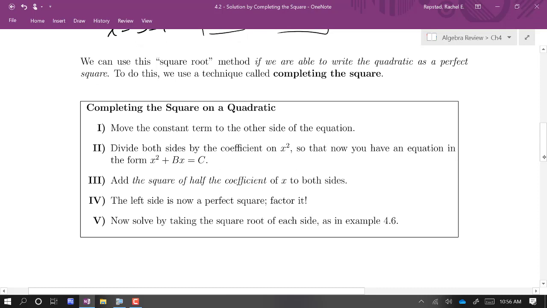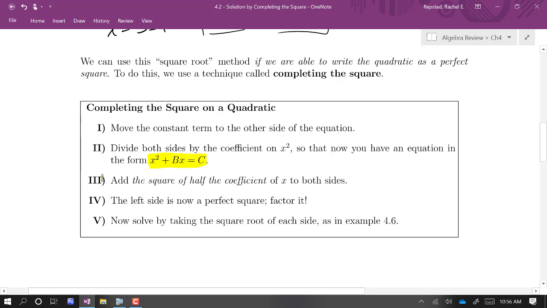So here's how completing the square works. First of all, we want to make sure that the constant term is by itself on the other side of the equation, so that I have the x squared term and the x term on the left and the constant term on the right. Then, if needed, if the coefficient on x squared isn't 1, you divide by that coefficient so that you have an equation that looks like this: x squared plus something times x equals some other number.